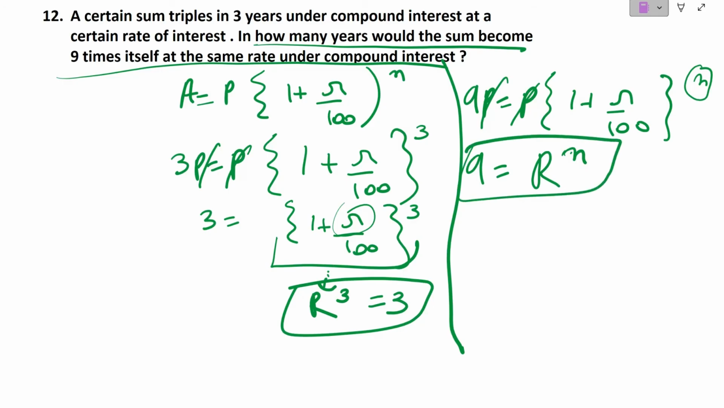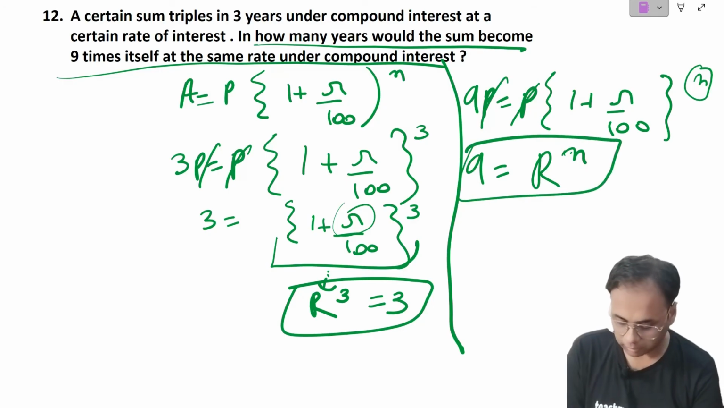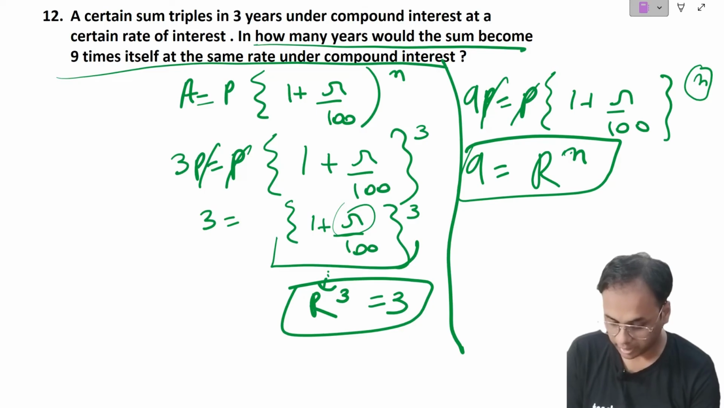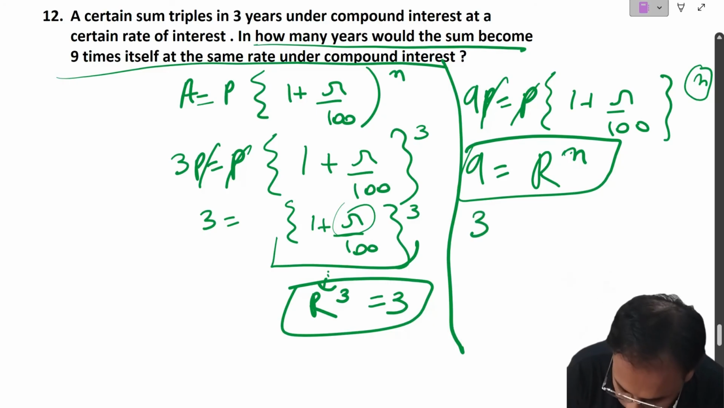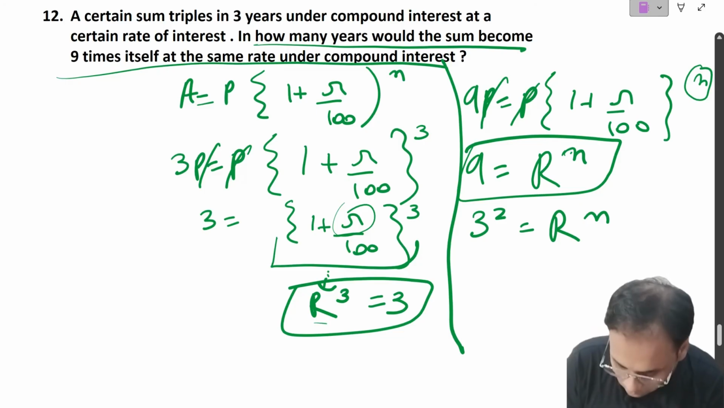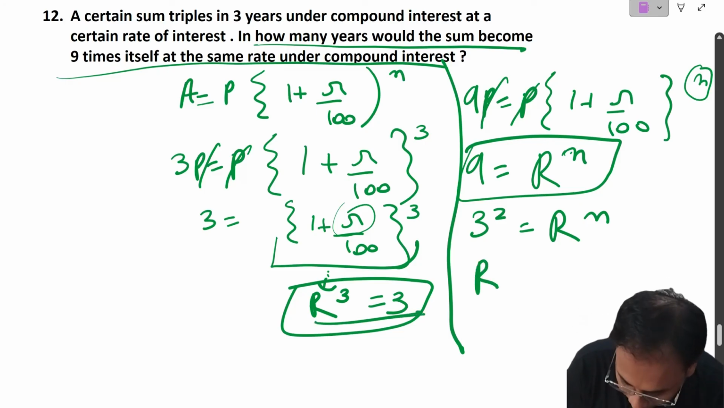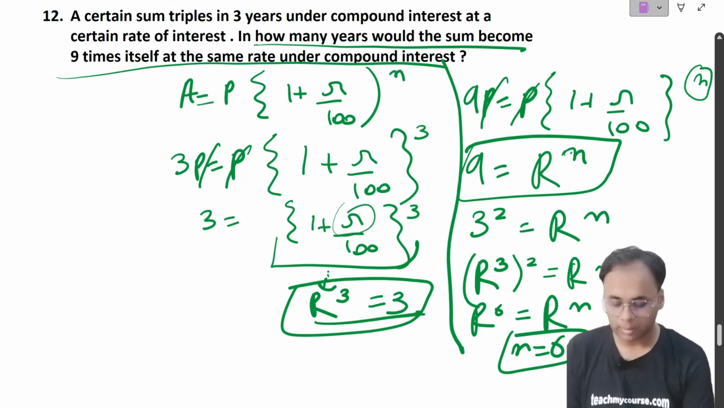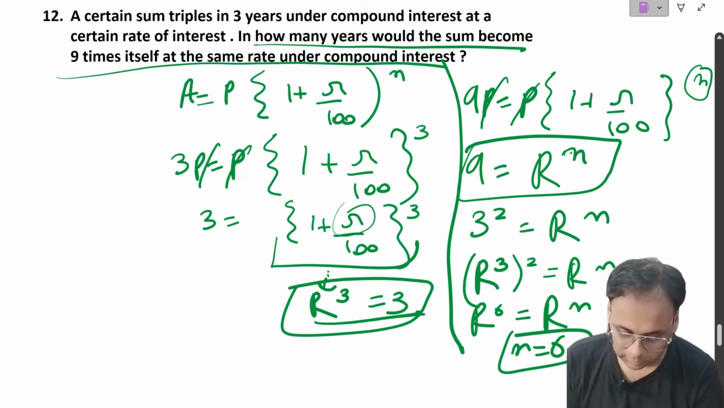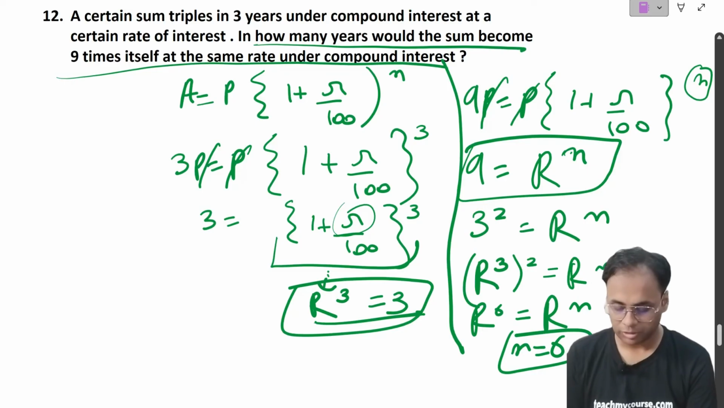So this is what we have: R raised to power N equal to 9 and R raised to power 3 is equal to 3. So 9 can be written as 3 square, equal to R raised to power N. And we know that the value of 3 is R cube, so we can write R cube to the power 2 equal to R to the N. That makes R raised to power 6 equal to R raised to power N. So N is equal to 6. So in 6 years, the sum would become 9 times of itself at the same rate under compound interest.